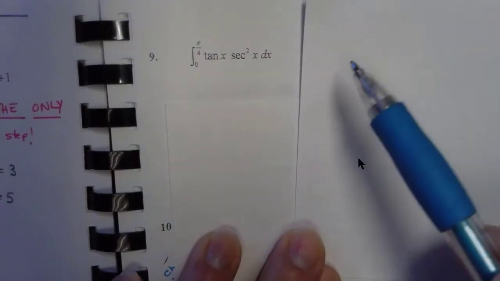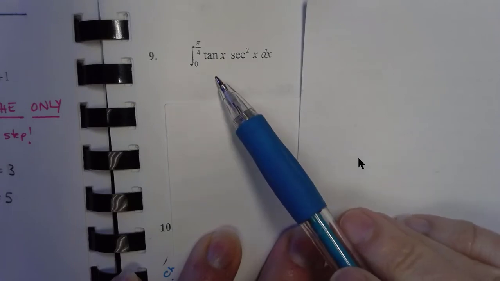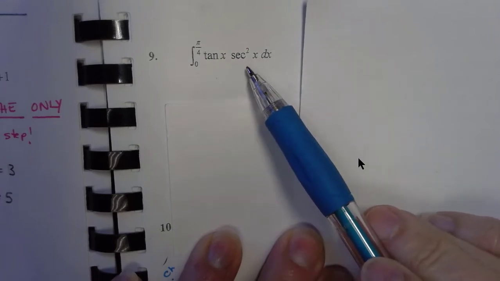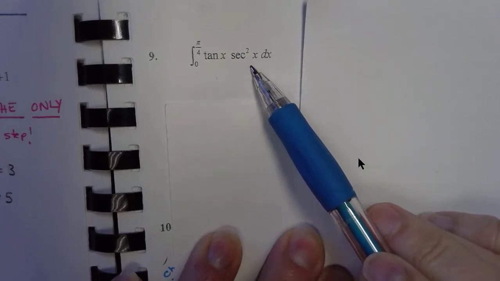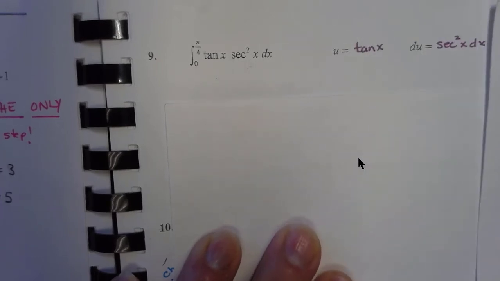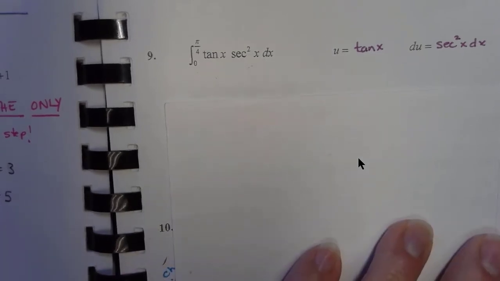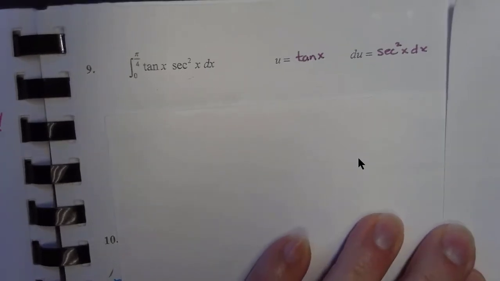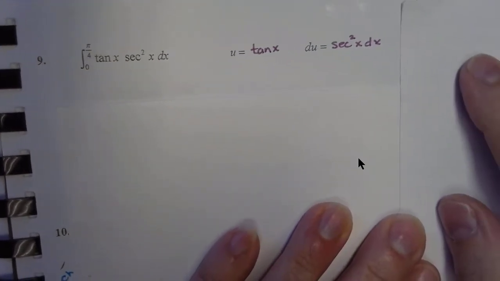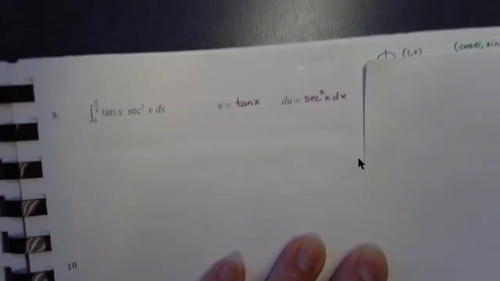Let's look at problem 9. We want to integrate on the interval from 0 to pi over 4, the tangent of x times secant squared of x dx. You've probably noticed that secant squared is the derivative of tangent, so you have sitting right in front of you, u and du. So you could do this pretty easily without changing to u substitution, but because we want to get very skilled at changing to u substitution, we're going to do that. So here we go.